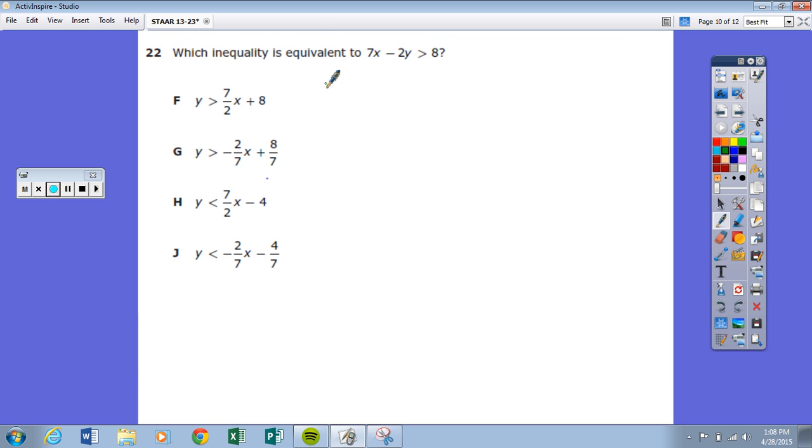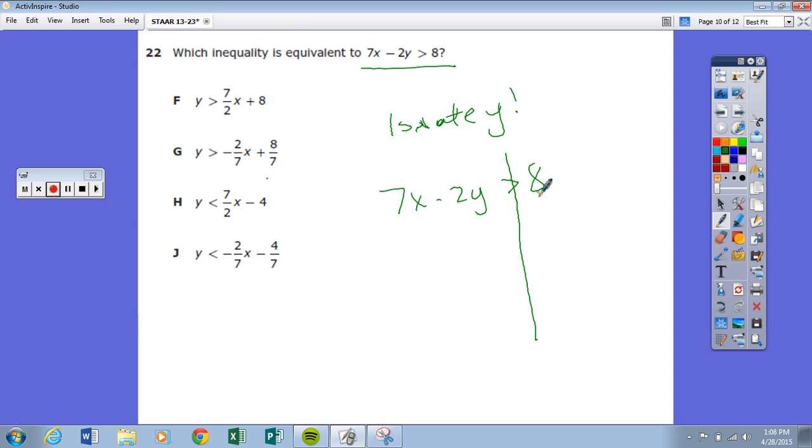Okay, which inequality is equivalent to this? Okay, notice what they've done. They've taken this mess, and now all the y's are by themselves. So that's supposed to trigger in your mind that you need to isolate the y. So how do we isolate y? Well, we actually just pretend that this is an equal sign, and we just draw the river across the river.